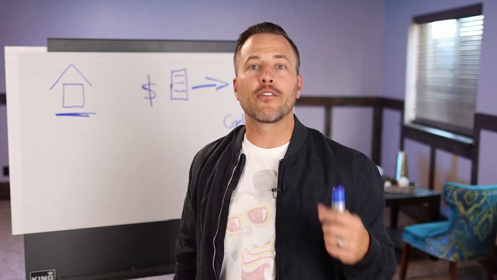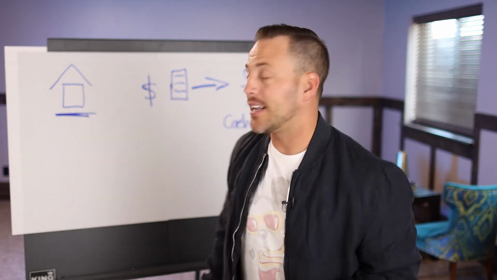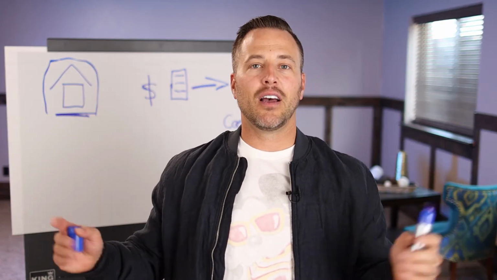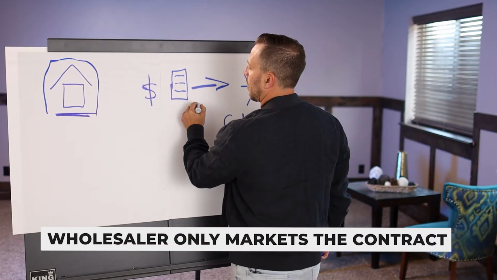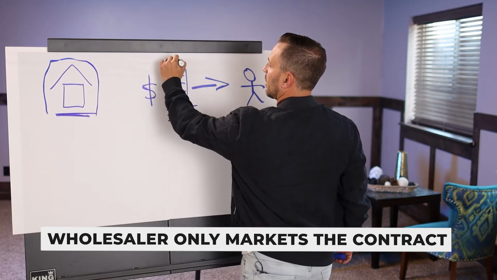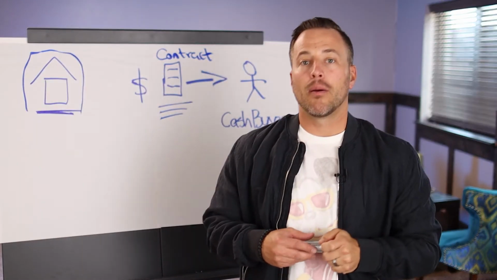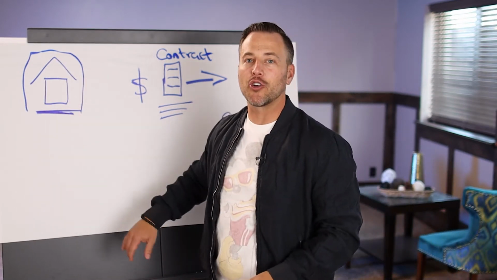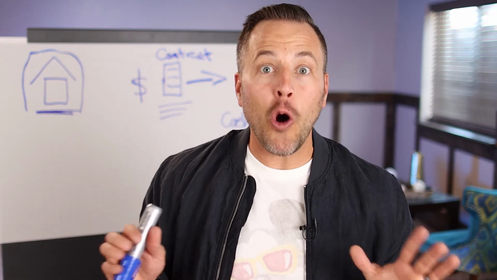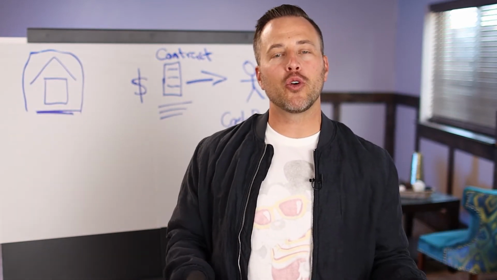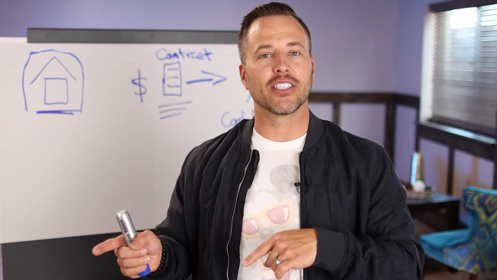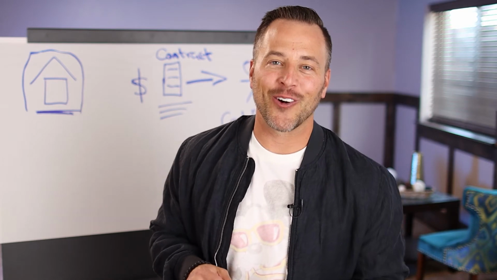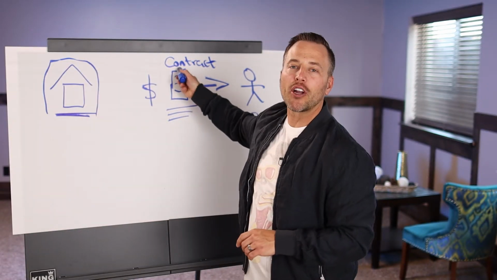Now, as a wholesaler, if you're not a licensed real estate agent, you cannot market the home to the masses. All you can market is right here, this contract. So when you are marketing to your cash buyers, letting them know about the deal you have, you're never saying, hey, I've got this home for sale at 123 Main Street. If you do that, you're acting as a real estate agent, and it won't go good for you. You can't act as a real estate agent if you're not a licensed professional. So in doing so, you're marketing the contract.